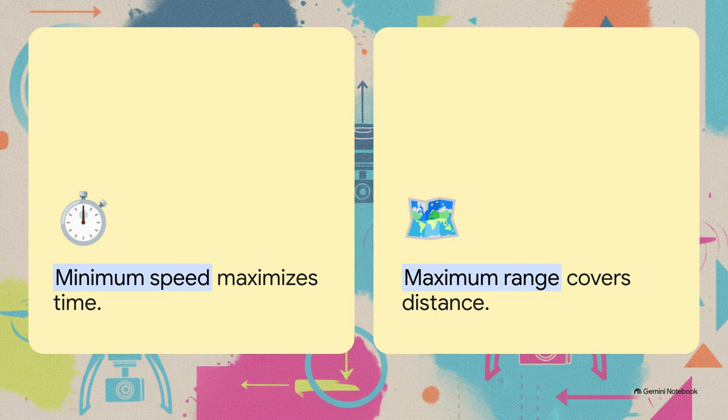However, if your goal is to cover the maximum physical distance over the ground, you need to fly at the maximum range speed, which is always slightly faster than the minimum power speed. Choosing between these two depends entirely on what your mission requires.